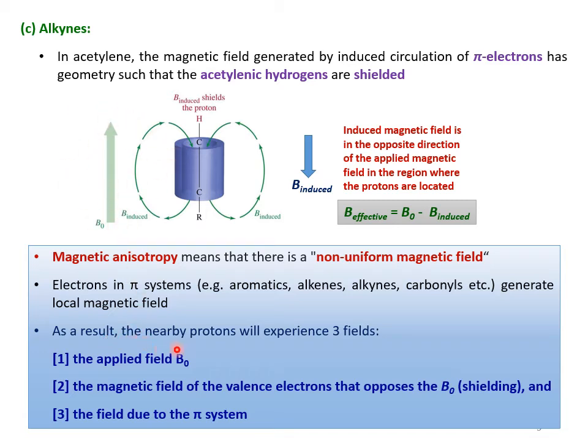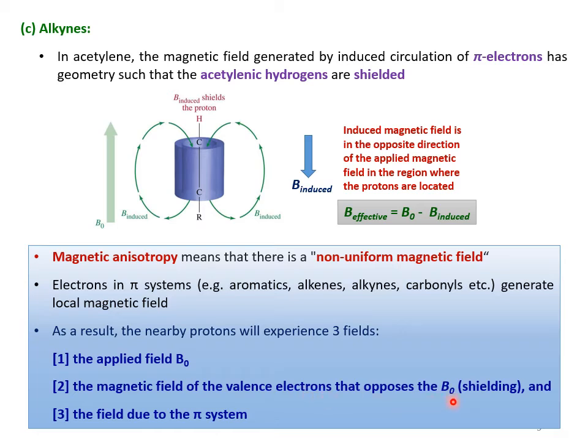As a result, the nearby protons will experience three fields. In the presence of pi electrons the protons experience three fields. One is the applied magnetic field B naught, which is of greater strength than the other two magnetic fields. The second is the magnetic field of the valence electrons that opposes the B naught.